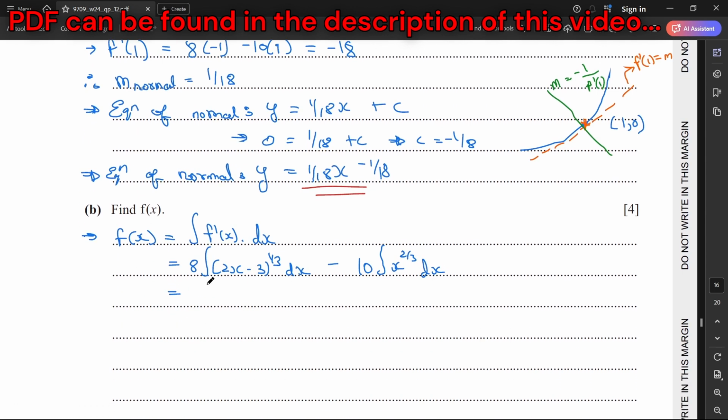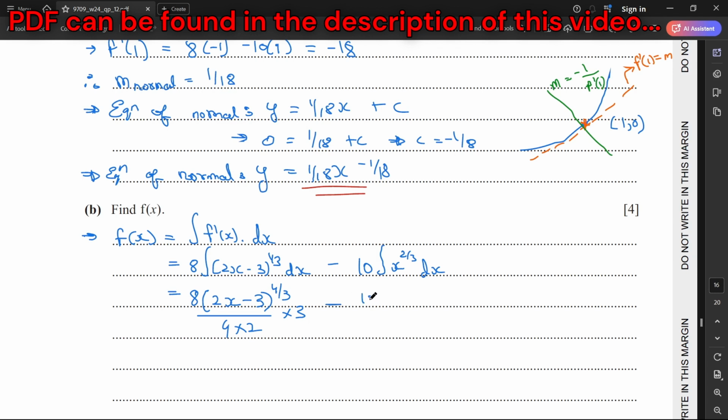Now, I'll keep 8 as it is and then multiply this with the integration of this part. So I'll keep 2x minus 3 as it is. And then I'll increase the power by 1. So 1 by 3 plus 1 will become 4 by 3. So this is 4 by 3 divided by 4 by 3. But now this 3 can come on the top. So I'll write it as 4 into 3. And then we're also going to divide this with the derivative of the inside function because of the reverse chain rule. So that derivative comes out to be 2.